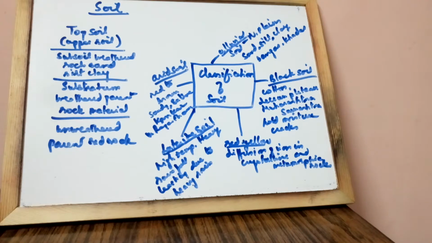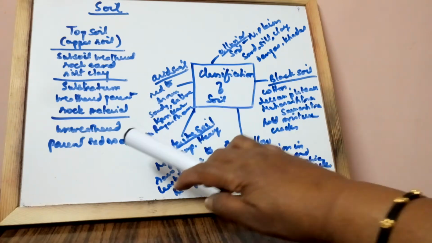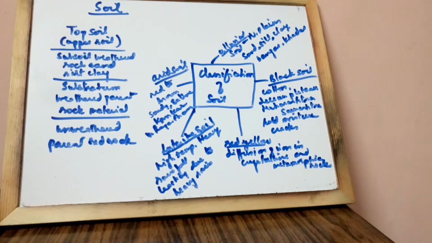The factors upon which the formation of soil depends. The parent rock, that is bottommost you find unweathered parent rock. So that unweathered parent rock lies much deeper. Unweathered, that means it is not disturbed. There is no change. There is no erosion at this level. So that is why it is called unweathered parent rock, bedrock.